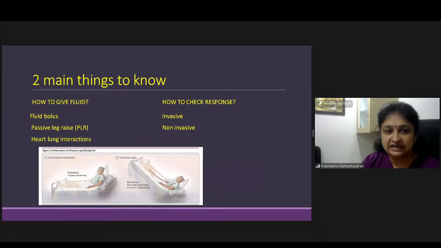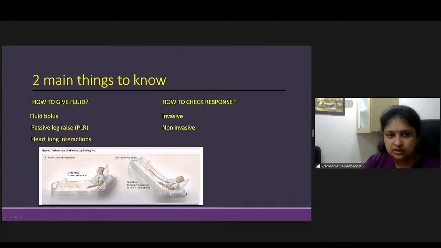So as you can see in the picture, the patient is in a head-up position. And this is what is done in a passive leg raise. The patient is made flat and the legs are lifted. So this is like an autotransfusion. Instead of giving a fluid bolus from outside, this patient is given a passive leg raise. So a bolus goes into the heart from the lower part of the body. Whatever pooling of blood is there, it is just given as an autotransfusion.